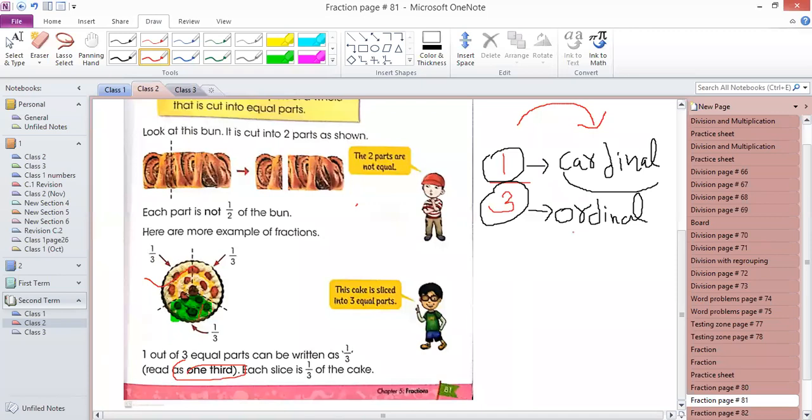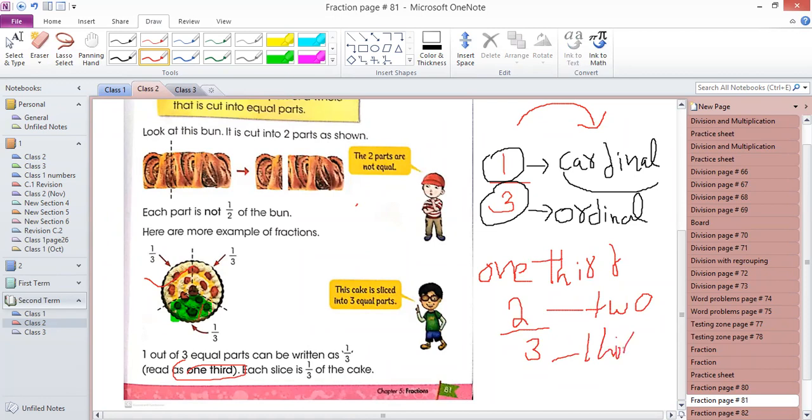For telling the denominator, you will always use ordinal numbers. So this is 1 and this is 3. 1 as a cardinal number is 1 and 3 as an ordinal number is 3rd. So it is called one third. Same here, if I write 2 and then 3, 2 as a cardinal number will be 2, but 3 as an ordinal number will be 3rd. So it will be two thirds.